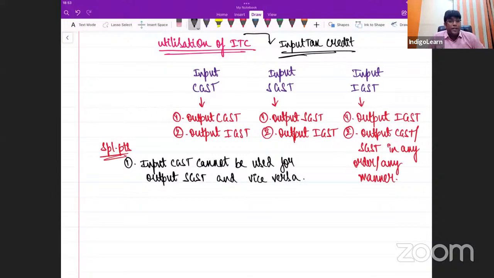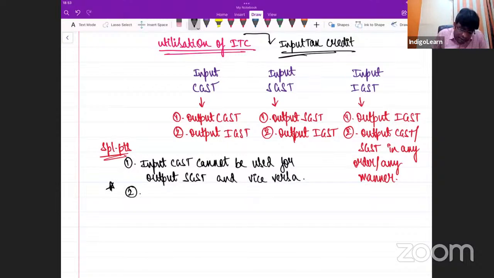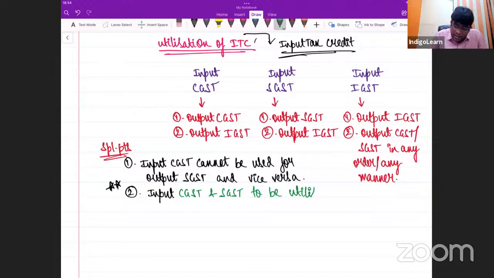I just told you this point that we can't use CGST for SGST and we can't use SGST for CGST. That concept is very clear. Second special point, which is very, very important, that is input CGST and SGST to be utilized.